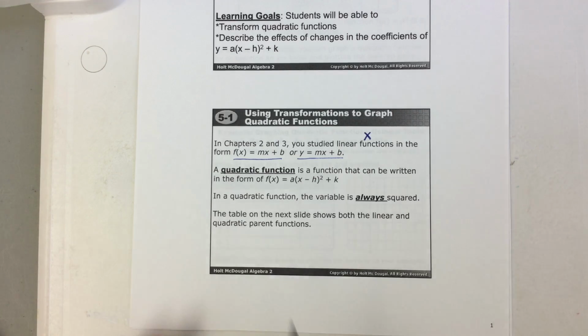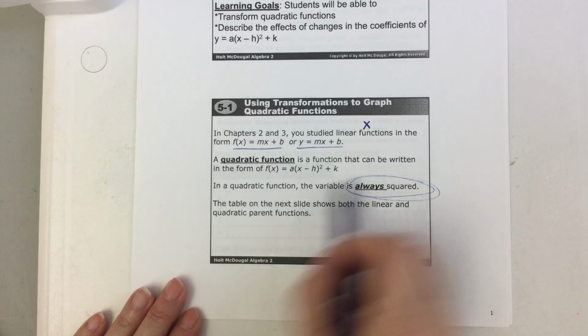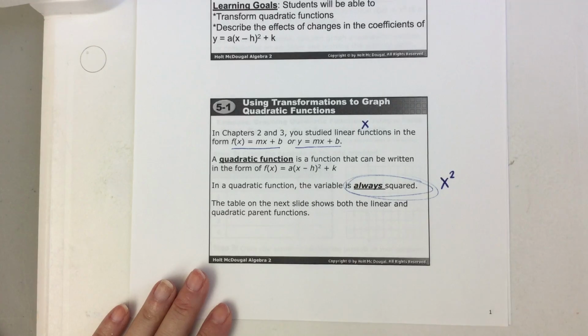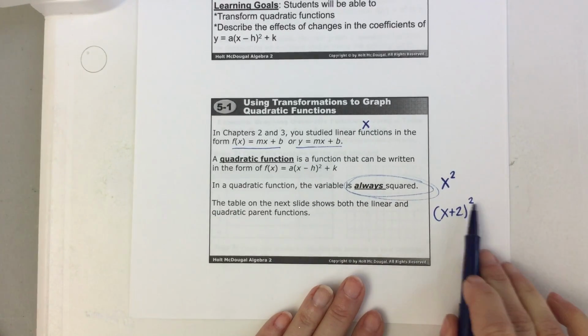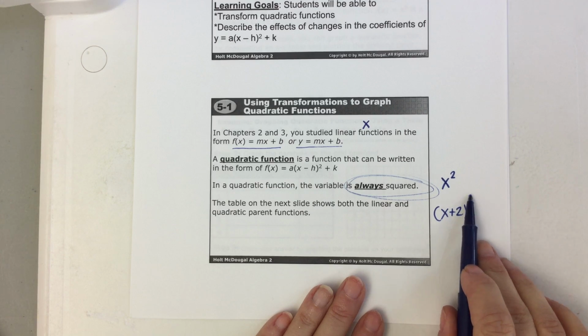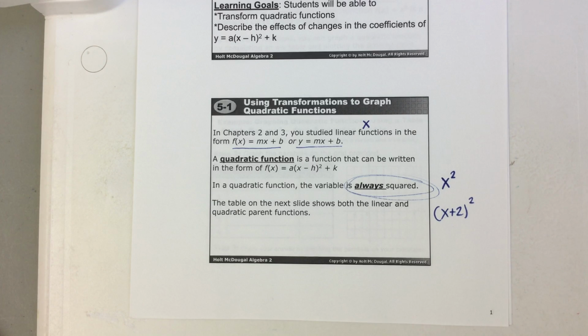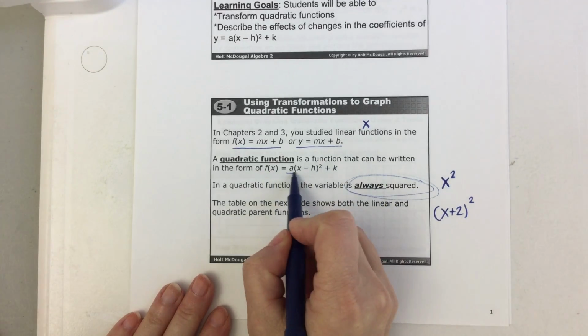Now we're jumping into quadratics. In quadratics, the variable is always squared. So you could have it like this, or you could have something like (x plus 2) squared, because this power of 2 would go to the x, making it have a value of x squared. So with quadratics, we will always have a power of 2. A quadratic function is a function that can be written in this format.